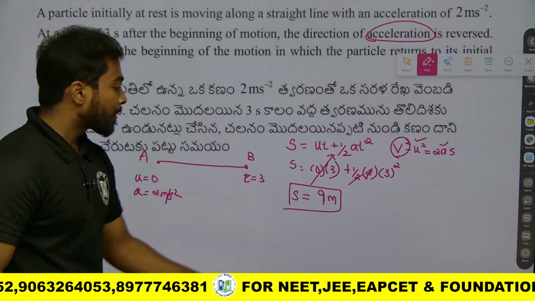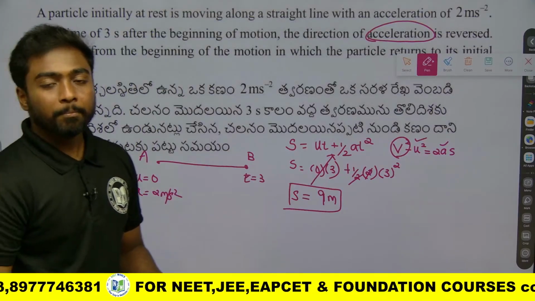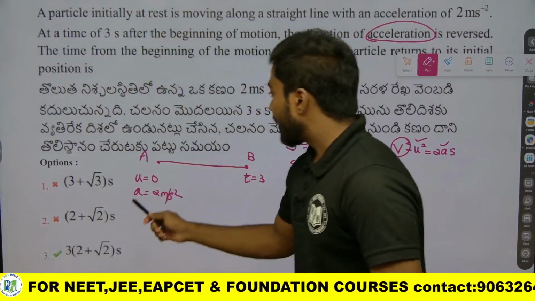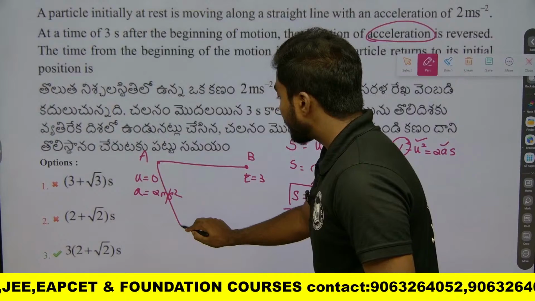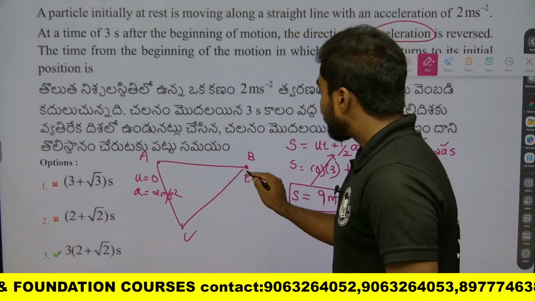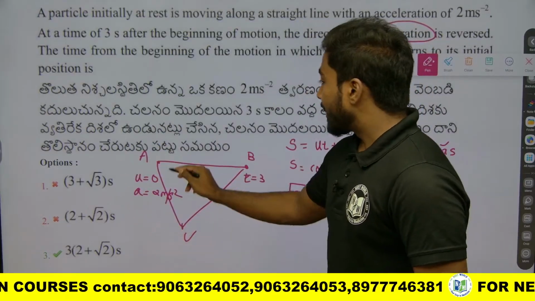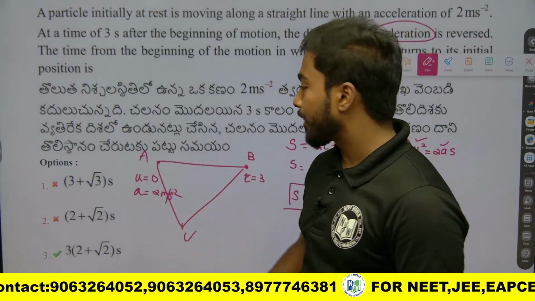Again, if I want to come from point B to point A, the displacement will be minus 9 meter. Because if I say, I am moving from point A to point B, and point A to point C, and point C to point B, and again point B to point A, then the displacement will be 0. Like I am starting from the initial point and going to the same initial point in the final case, right.